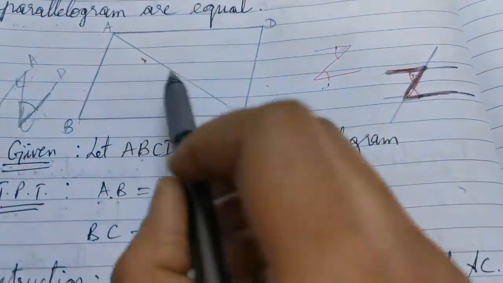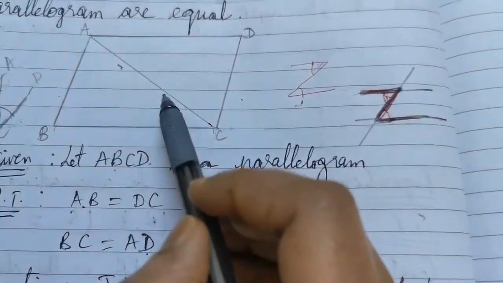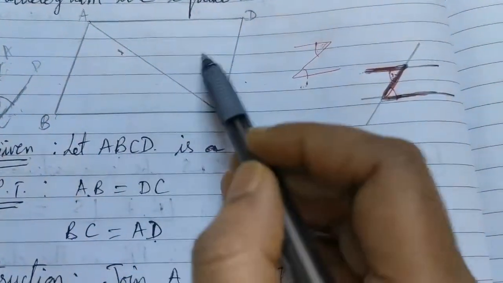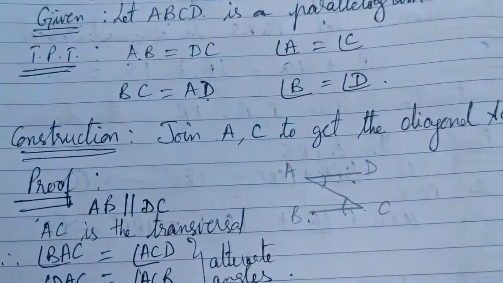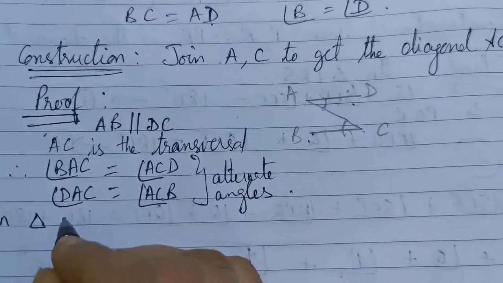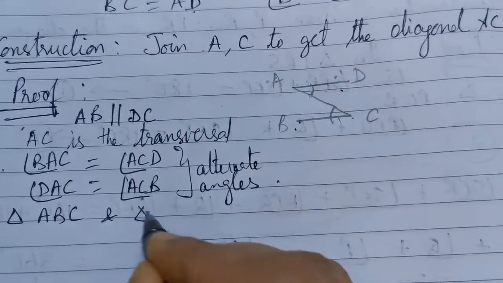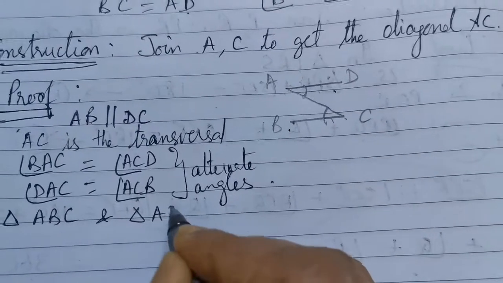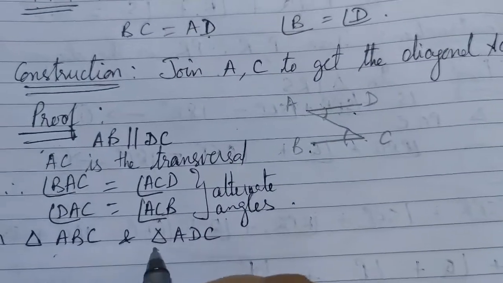Now, this diagonal divides the quadrilateral into two triangles. So, this quadrilateral is divided into two triangles. Let me write down the names of the two triangles: triangle ABC and triangle ADC. So, I have two triangles.